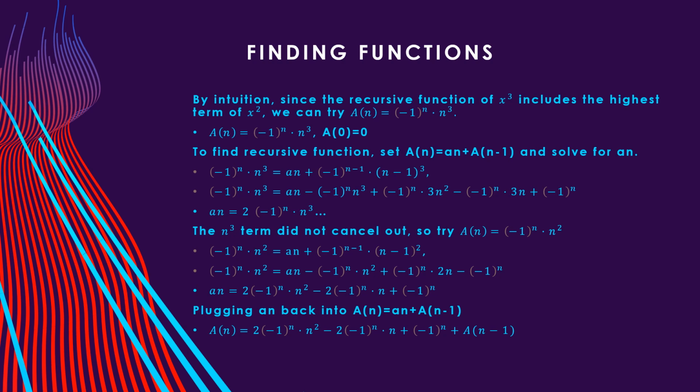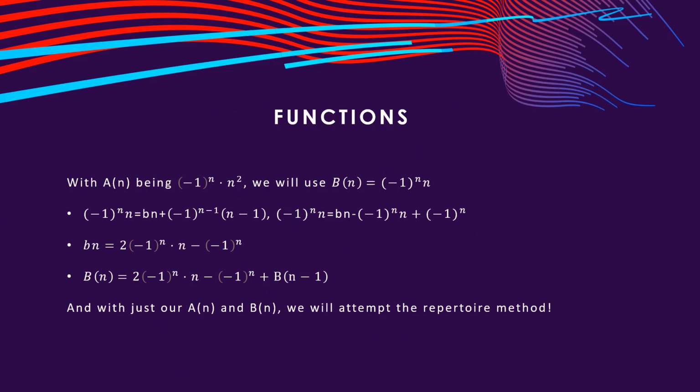the power of n times n squared. We have our a of n. Now we try b of n equals -1 to the power of n times n. We solve for a recursive function, which is 2 times the -1 to the power of n times n minus -1 to the power of n plus b of n minus 1.